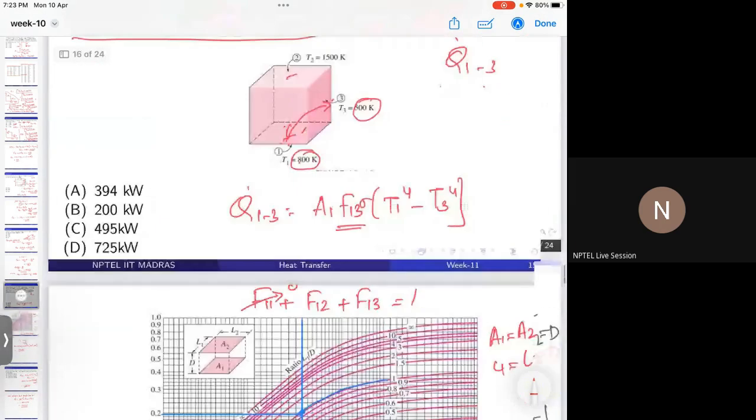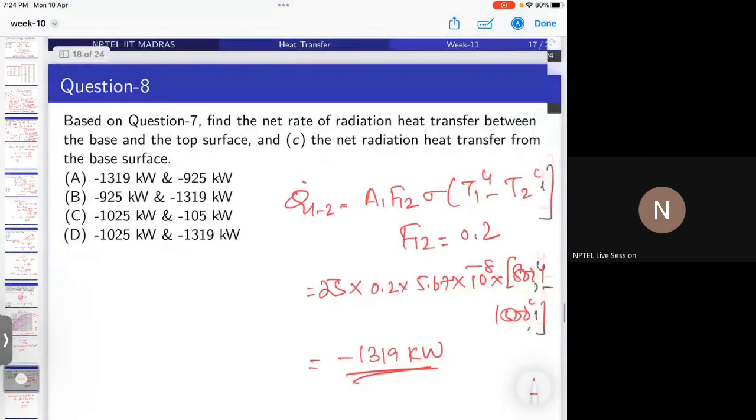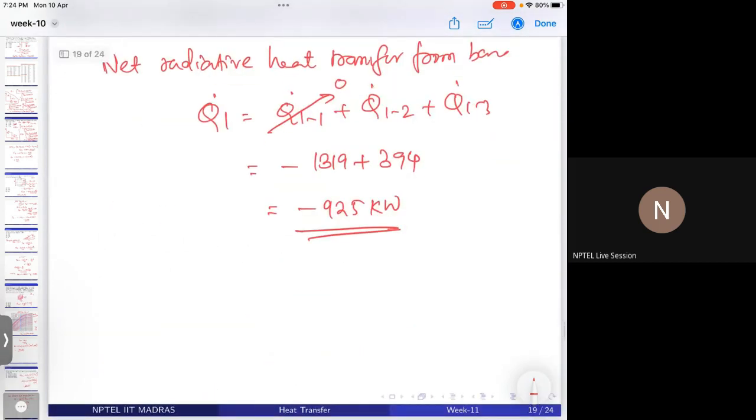Now I proved that there is a net radiative heat transfer from this one. Which means some radiation is coming from the top and some radiation is going to this side. But the coming part is more than the leaving part. I hope you got it. So that's why the net radiative heat transfer from the base surface becomes negative. I hope that side got clear.